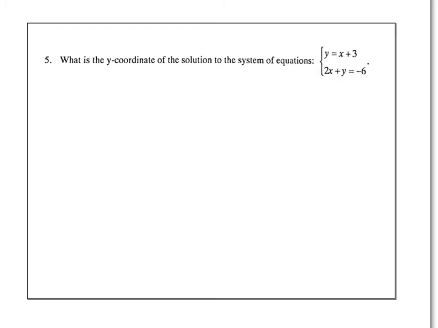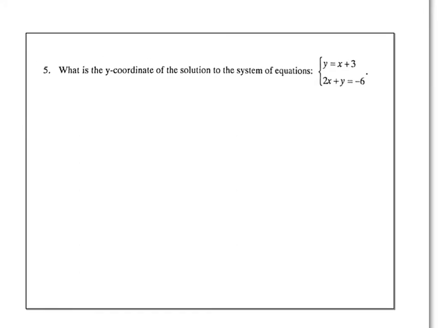In number 5 here, it asks what's the y coordinate. So that means once I find y, I'm done. I don't care about x. If I find x along the way, that's fine, but that's not part of my answer. So I look at how the equations are set up. I notice I've got a variable by itself, which means substitution would be the best method here. I know a lot of you probably don't like substitution, but this one is perfectly set up for it.